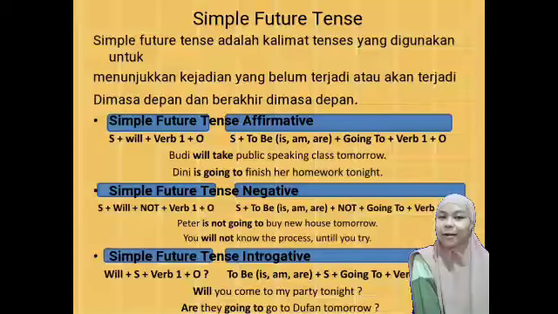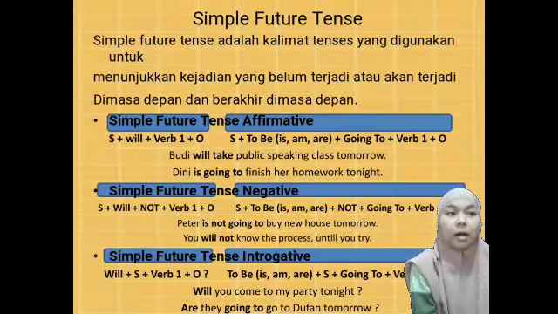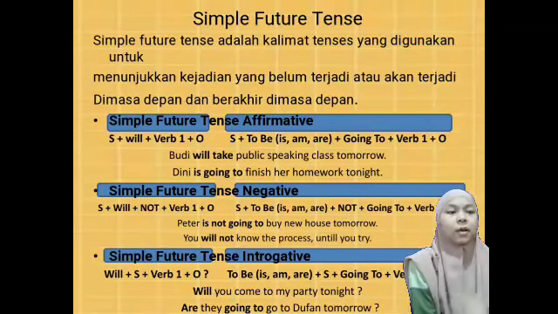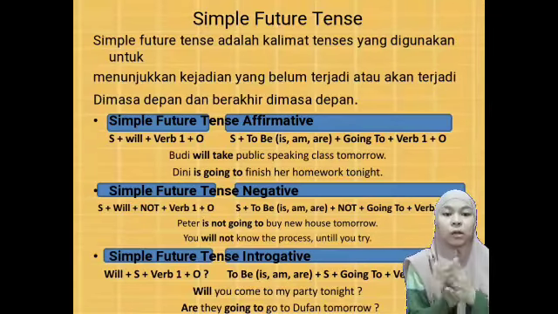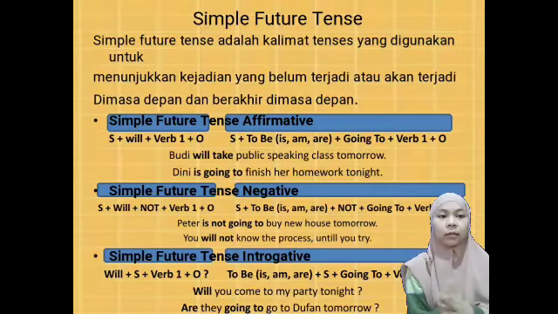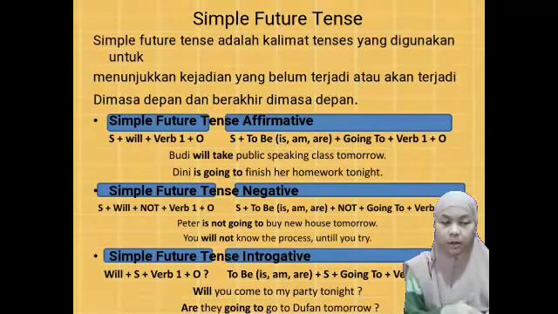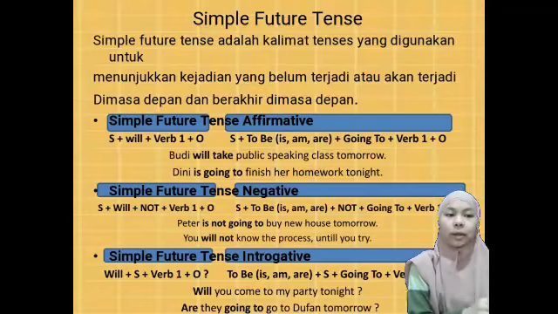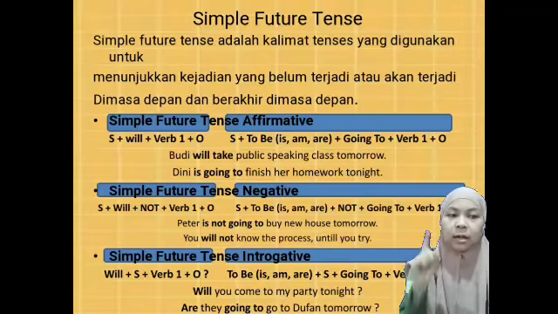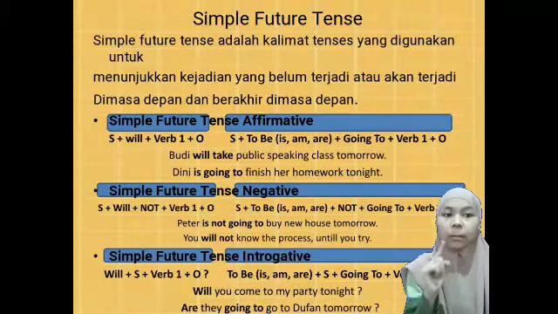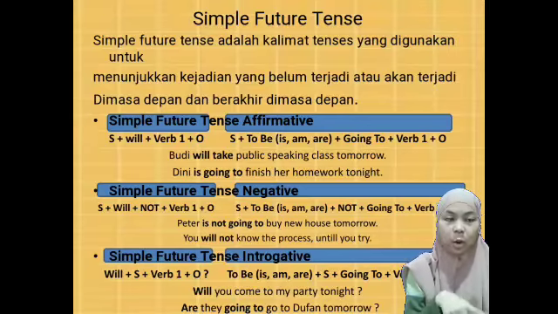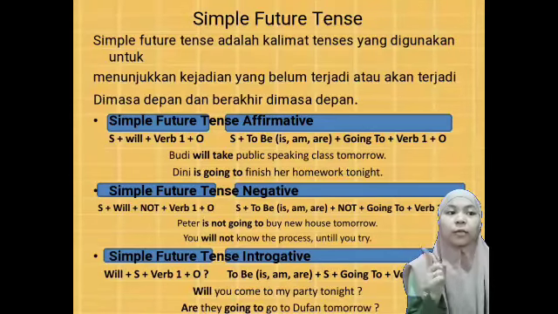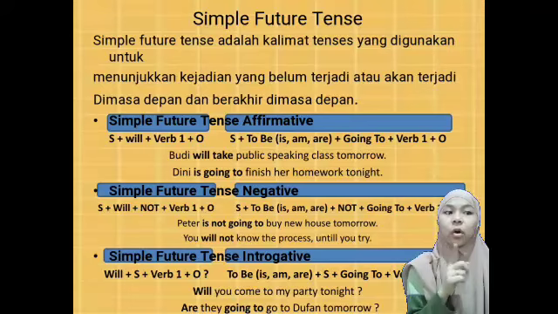Well guys, our next tenses is about simple future tense. This tenses is used to make a sentence with a context happened in the future. So there are some kinds of simple future tense. First is simple future tense affirmative. So the pattern is subject plus will plus verb 1 plus object, or subject plus to be is, am, are plus going to plus verb 1 plus object.